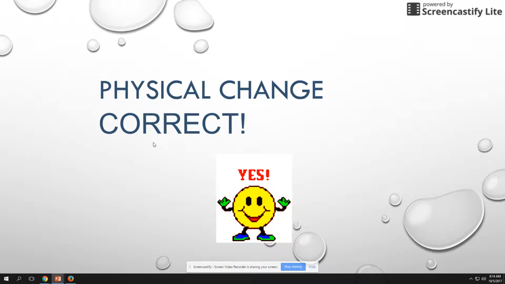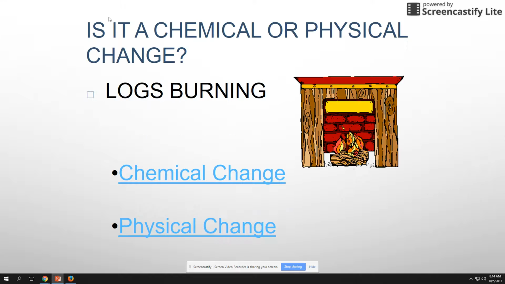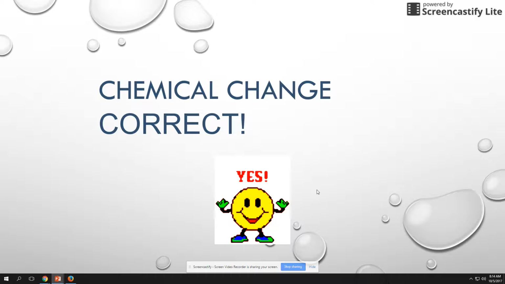Physical change, correct. Next. Is it a chemical or physical change? Logs burning. It is a chemical change. We are correct.